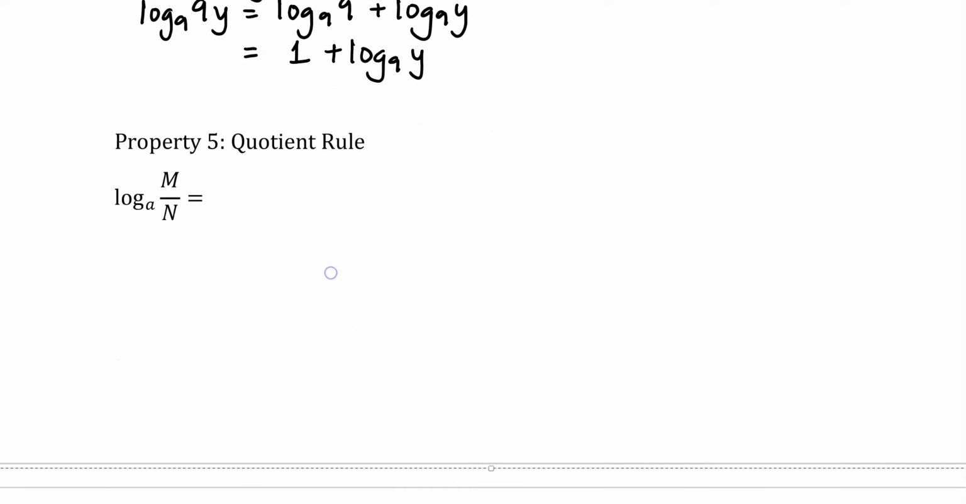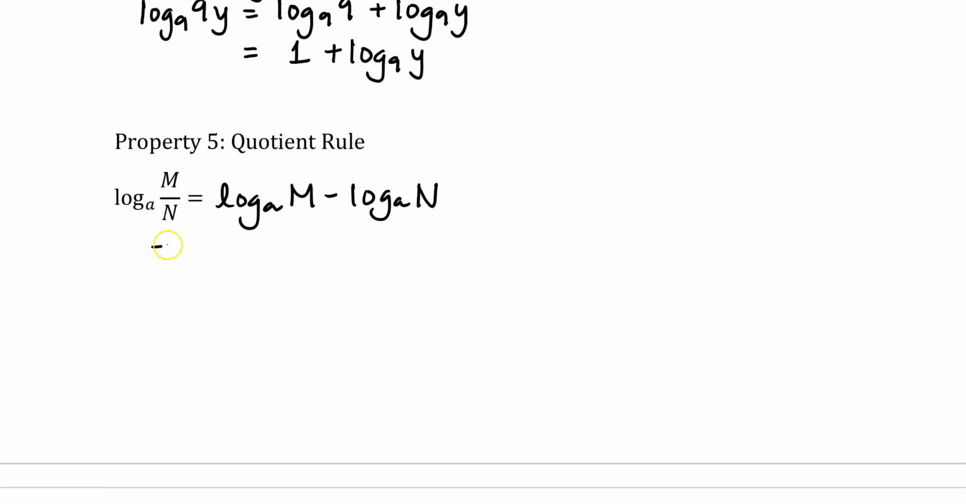Our fifth and final property is the quotient rule that tells us that if we have a logarithm of a quotient, we can separate that into a difference of 2 logarithms. Log base a of m divided by n is equal to log base a of m minus log base a of n.